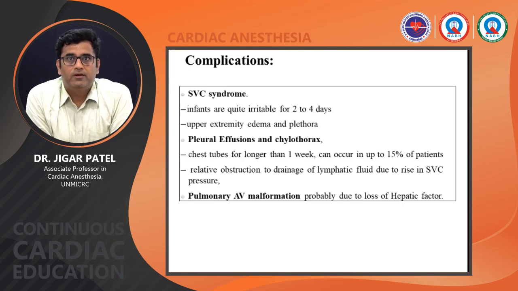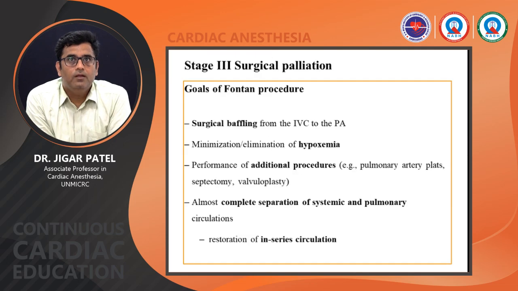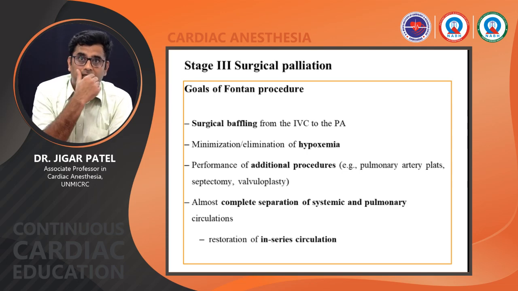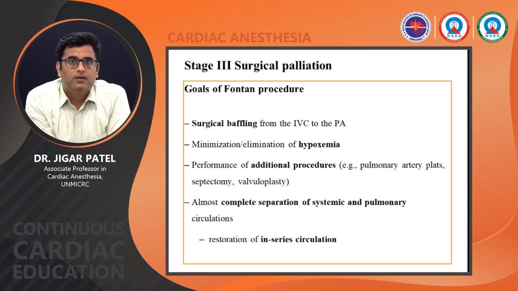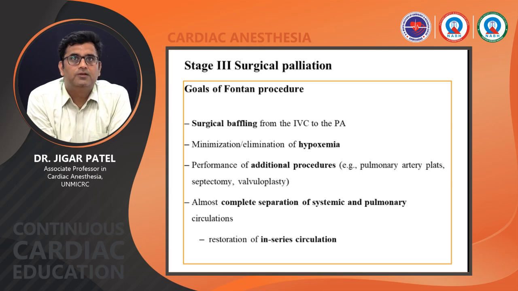The last complication is pulmonary AV malformation. It is probably due to loss of hepatic factor, which is not supplied to the lung. Now stage 3 surgical palliation is the Fontan procedure. Here the goal of the Fontan procedure is creating a surgical baffle between the IVC and pulmonary artery and minimization or elimination of hypoxemia. Perform any additional procedure if not done in stage 1 and stage 2, like pulmonary arterioplasty, septectomy or valvuloplasty, and achieve almost complete separation of systemic and pulmonary circulation and restoration of in-series circulation.